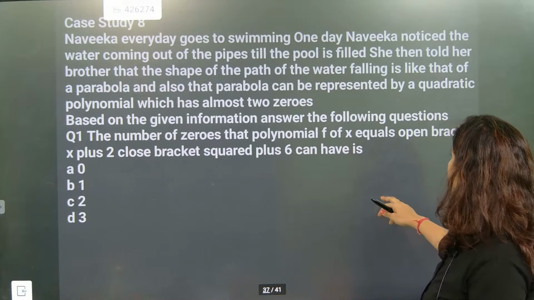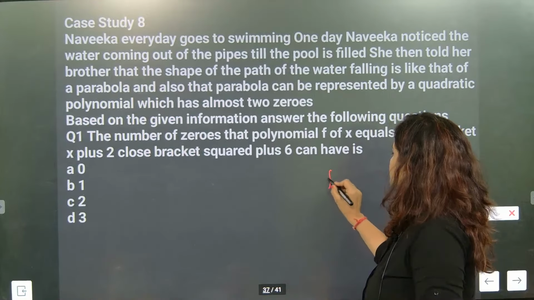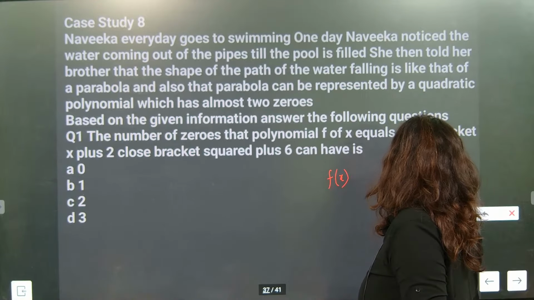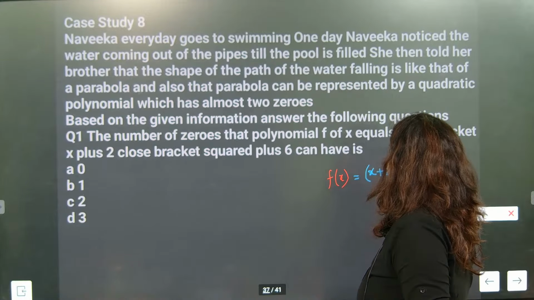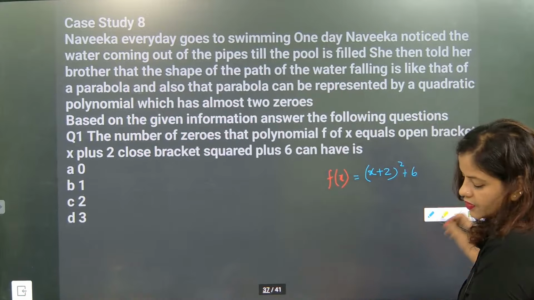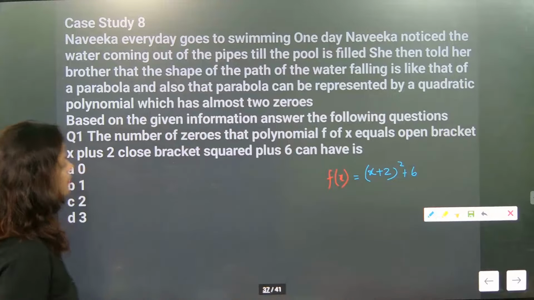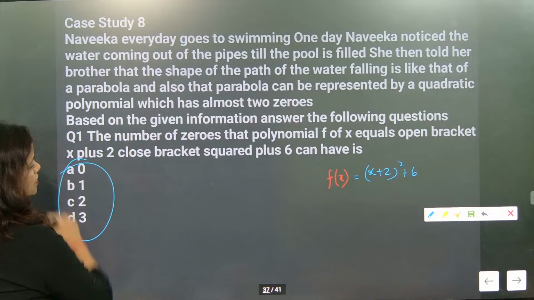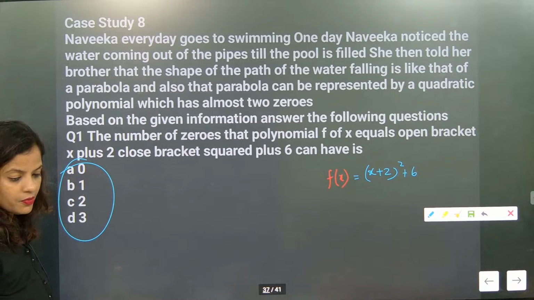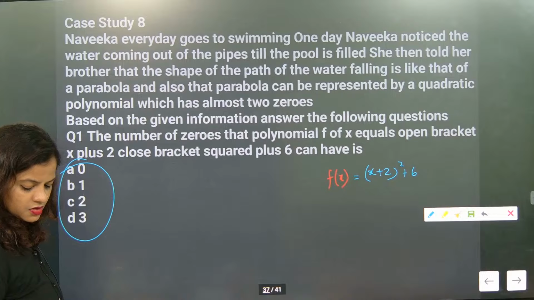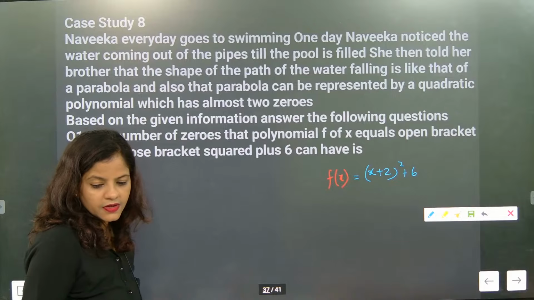So here I'm writing the equation. Wait, I'll write the equation here. You write f of x is equal to (x plus 2) whole square plus 6. Now you need to find the number of zeros of this. Come on, solve this. I have changed the values according to the story. Definitely I have changed the values. So (x plus 1) whole square plus 6. Now tell me how many zeros will be there for that? Can you check?